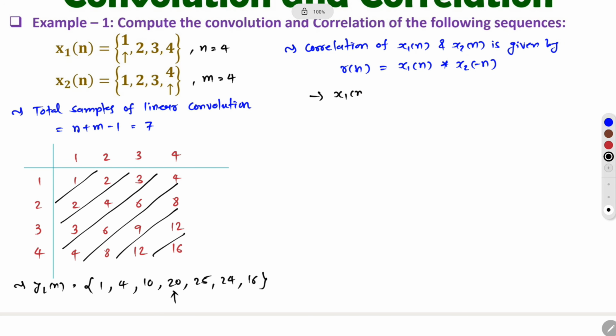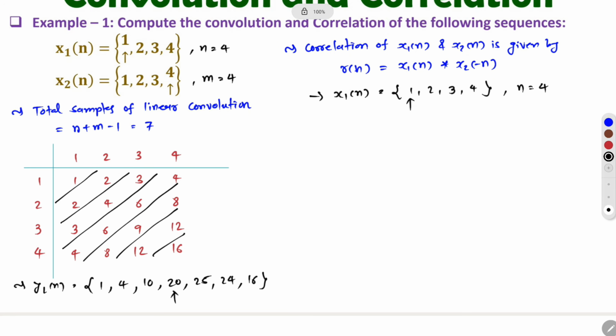x1 of n, as given over here, is 1, 2, 3, 4, and the reference is at 1. So here we have a reference. How many elements are there? N equals 4.